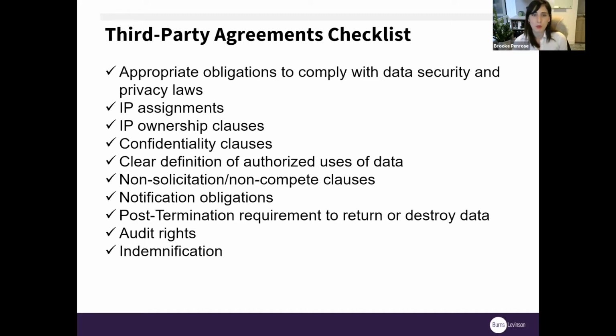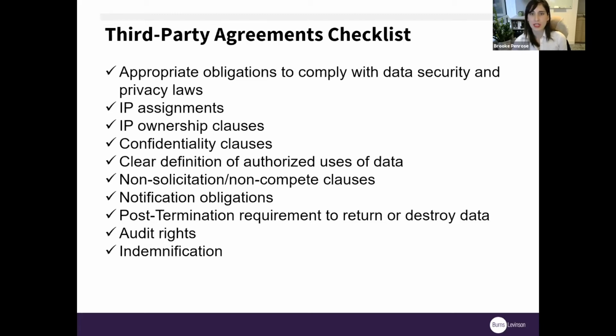For example, the reps and warranties may include obligations to comply with applicable data security and privacy laws. There may be either an intellectual property assignment provision and/or a provision defining the scope of each party's IP ownership rights. Related to this, there may be confidentiality obligations between the parties. You should also make sure that the scope of any authorized data use is clearly defined, which should include obligations to destroy or return data once the engagement is terminated.